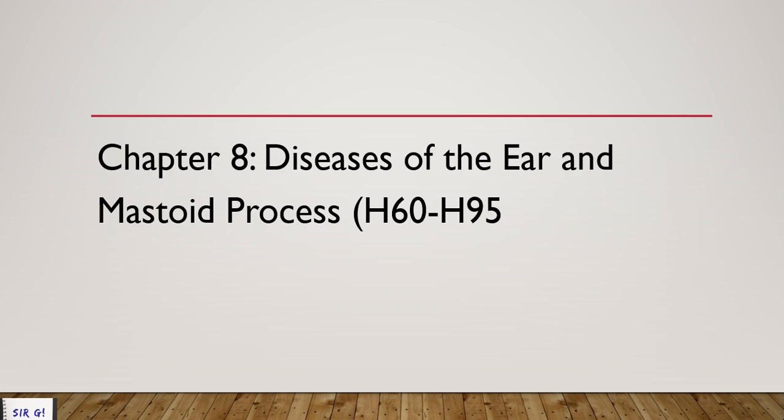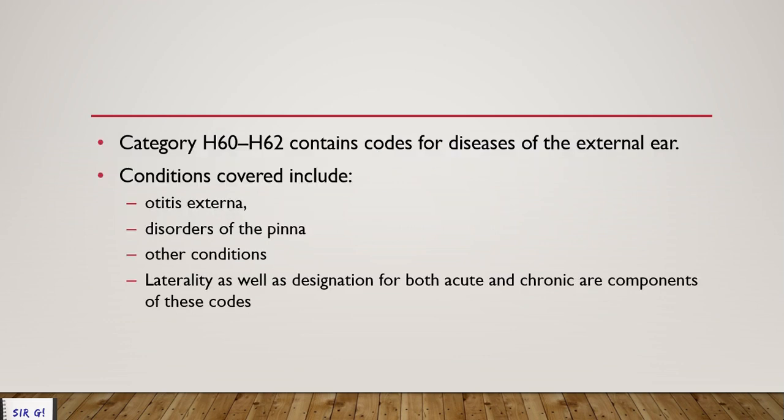Let's proceed with your chapter 8, diseases of the ear and mastoid process. As you can see in your book and in your guideline, there are no available guidelines about diseases of the ear and the mastoid process. I'll just go over those code categories that we have. Your codes in chapter 8 are divided based on your anatomy. Okay, the outer ear, the middle ear, and the inner ear. Remember that. That's how your codes are being divided.